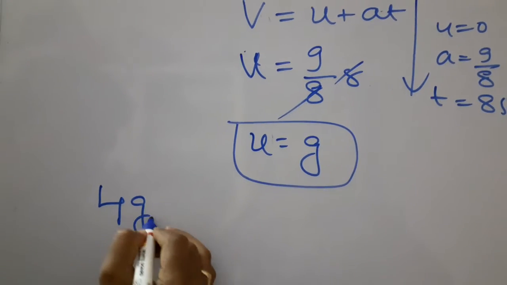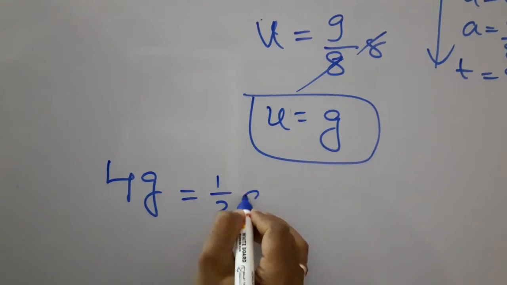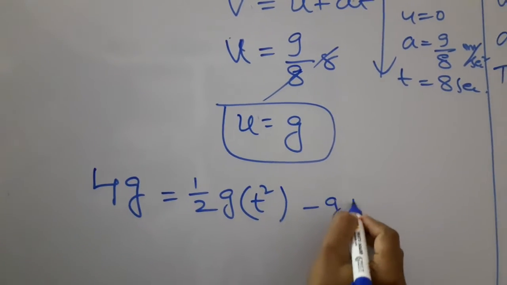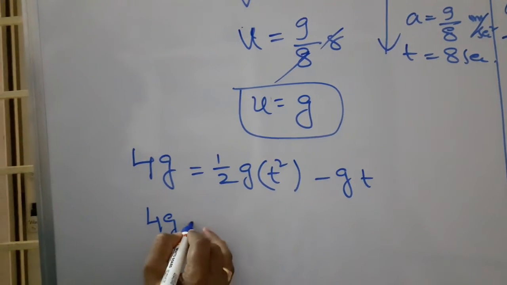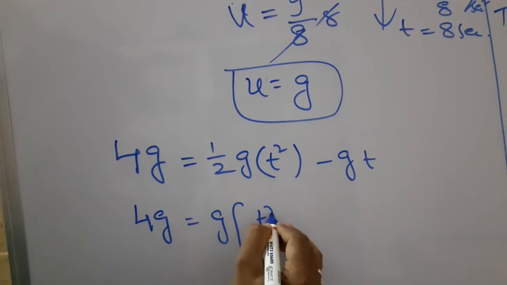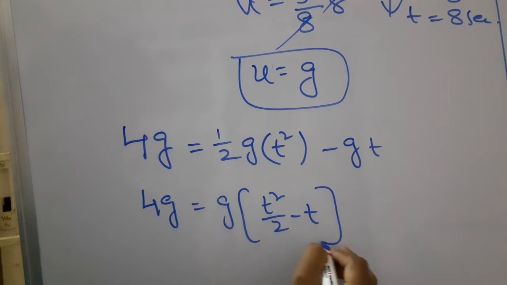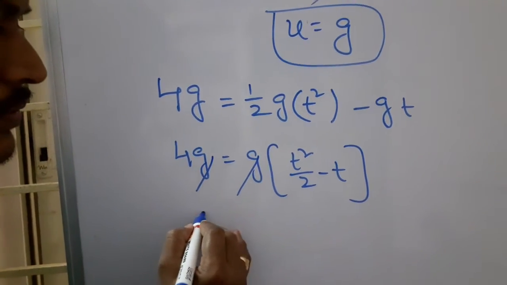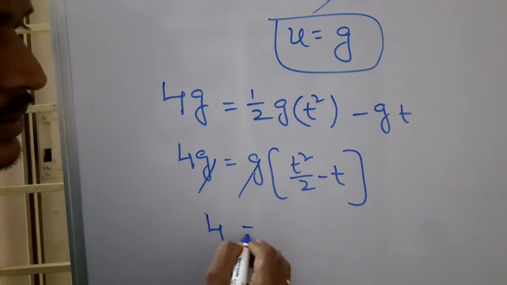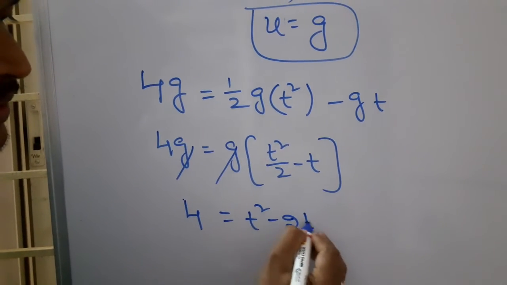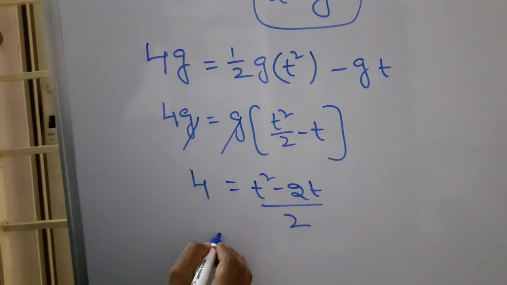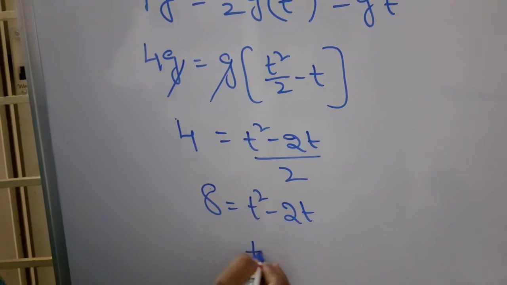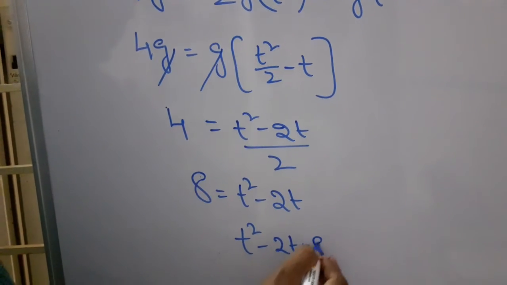Therefore 4g is equal to 1 by 2 g t square minus g t. Taking 4 into g common, t square by 2 minus t. So g gets cancelled. Therefore 4 is equal to t square minus 2t by 2. Here 4 into 2 is 8, equal to t square minus 2t. t square minus 2t minus 8 is equal to 0.